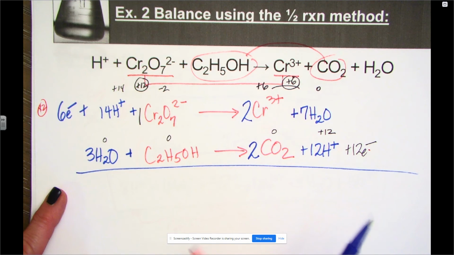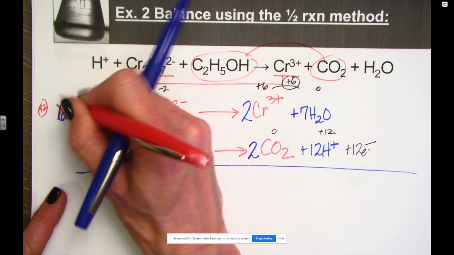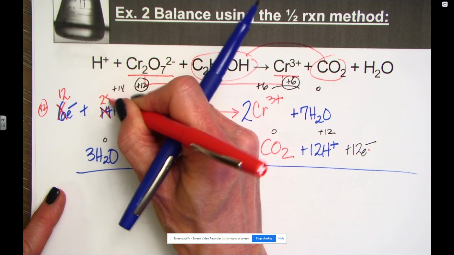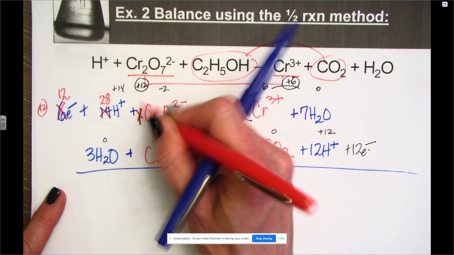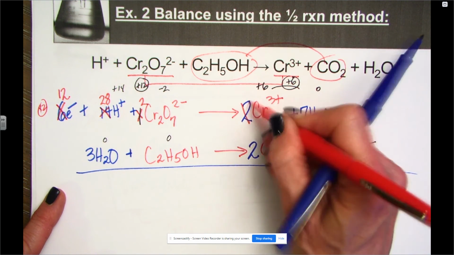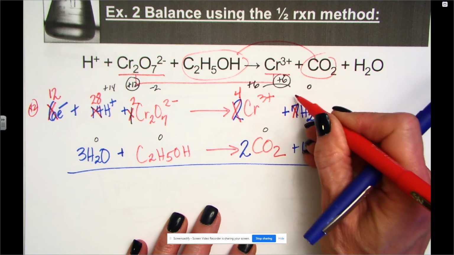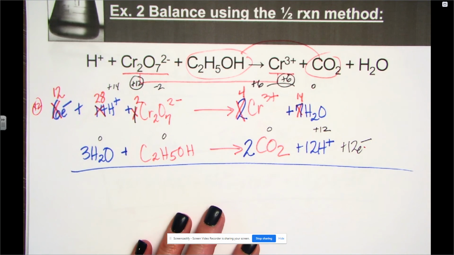So I'm going to go ahead and write it down so I don't forget to distribute it throughout. This one's going to give me 12 electrons. This is going to give me 28 hydrogens. This is going to give me 2 dichromates. This is going to give me 4 chromium 3s. And this is going to give me 14 water molecules.